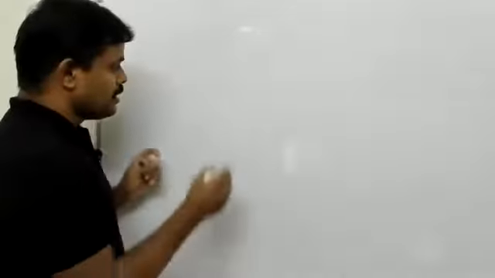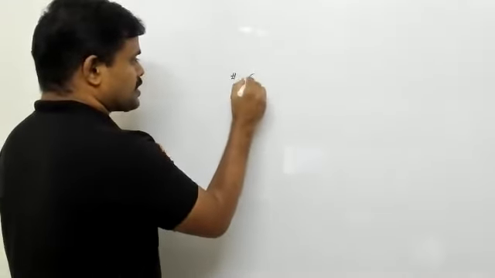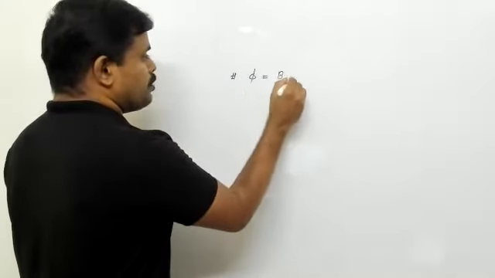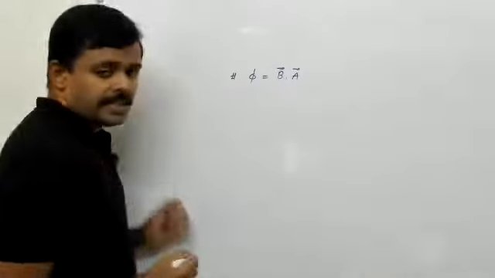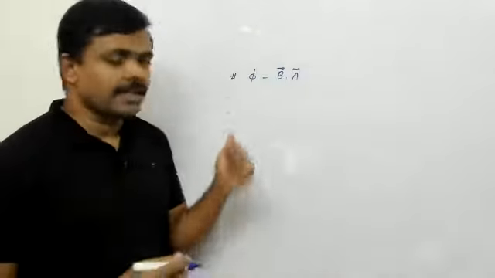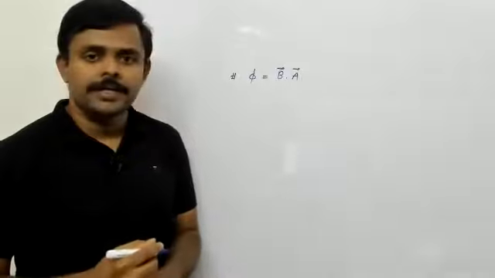Electromagnetic induction. And the equations that we saw are, first one, magnetic flux is given by B dot A. This is the first equation that we learned in this topic, right? Magnetic flux is given by B dot A.